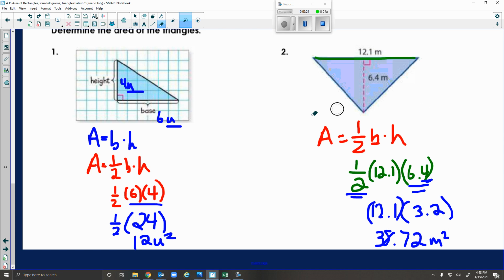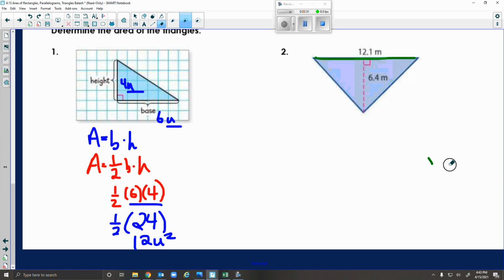Okay, on this problem that's next door to us over here, we have to set up our formula. Area equals 1/2 of the base times the height. So a lot of kids ask, Mr. C, how do I find the base? How do I know which side it is? Well, this one's easy because it's the only one that's labeled.